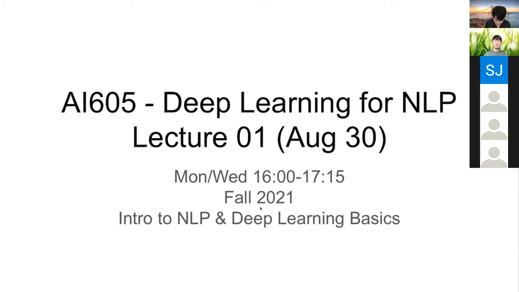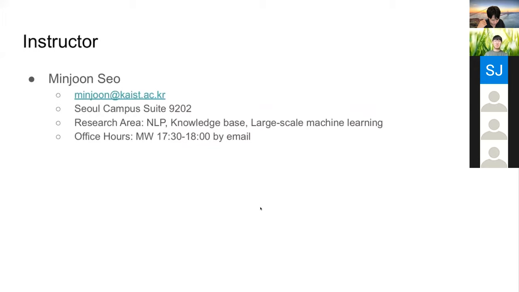First, let me introduce myself briefly. My name is Minjun. Here's my email. I'm currently at Seoul campus. My office is on the second floor of building 9202. My research areas are NLP, knowledge base, and large scale machine learning, especially large scale language models. My office hours will be from 5:30 to 6 p.m. on Monday, Wednesday, right after this class. Please let me know via email if you'd like to chat with me.